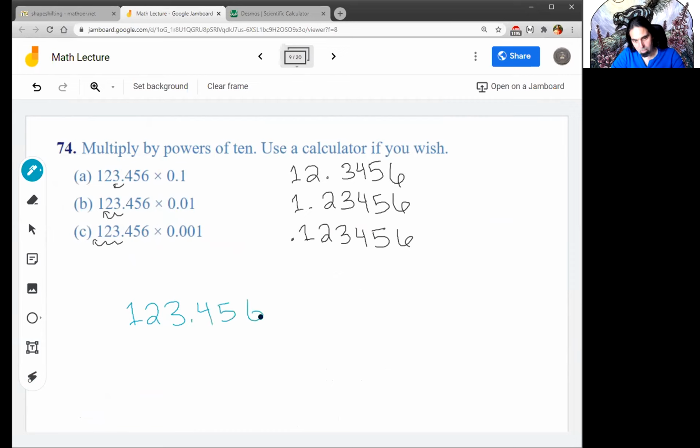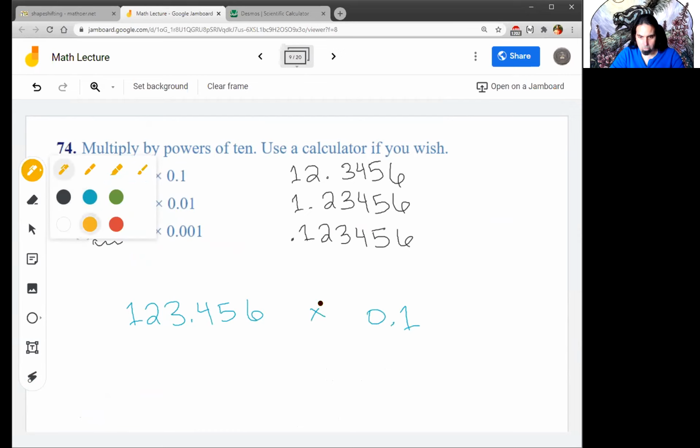When I want to translate this one, then I might write 123.456 times 0.1. What does times turn into when we turn equations into normal sentences? We have words like is and of and per. Which one was times?